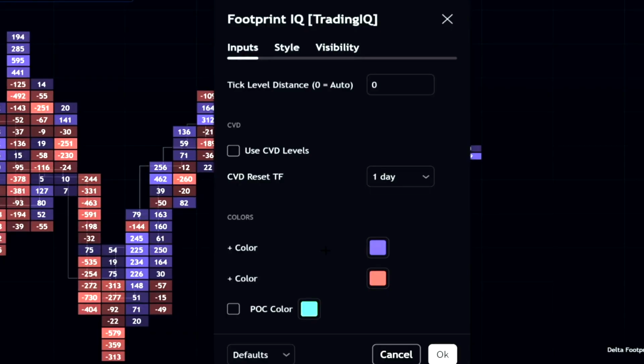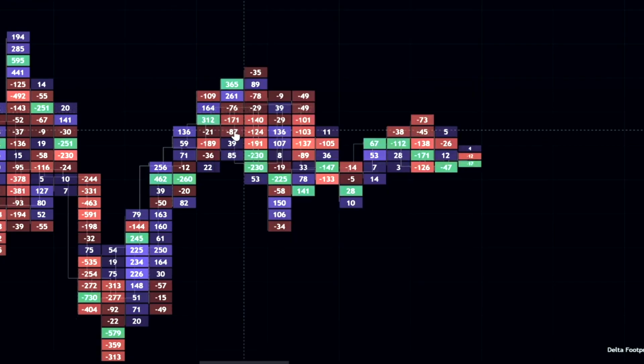Lastly, for Footprint IQ, there's an Enable POC setting. This just highlights the biggest gap between buying and selling volume, the biggest imbalance. It's not a true POC like you'd see in volume profiles, but if I turn this on now, you'll see green boxes on my footprints. These show where buyers outdid the sellers the most or sellers outdid buyers the most. The biggest imbalances on the chart.